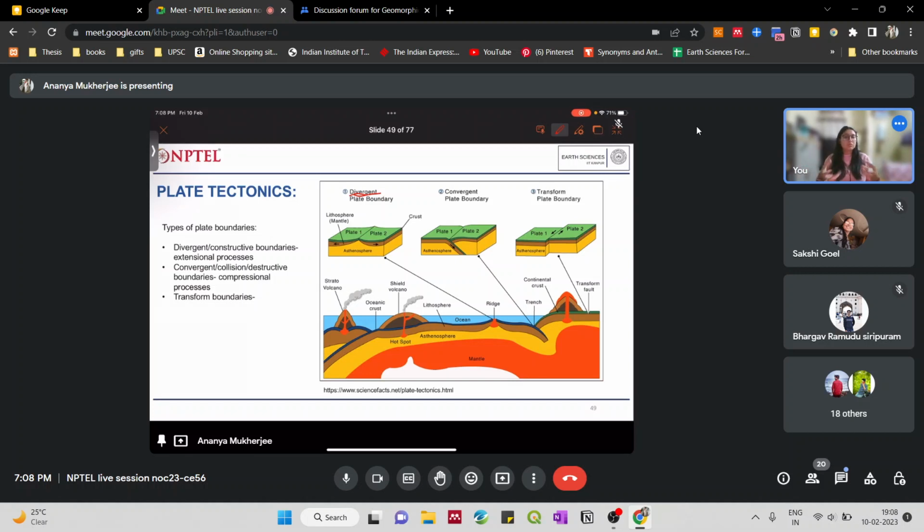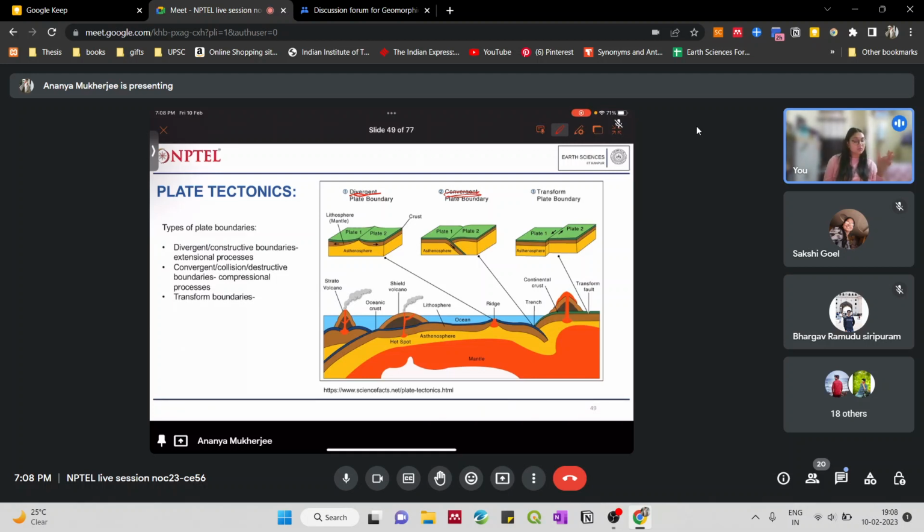So constructive. Then you have convergent. Convergent is also called a destructive plate boundary or collisional plate boundary. Why destructive? Because that is where lithospheric material is getting destroyed or dragged into the mantle. So that is where earth's crust is getting destroyed. That is a convergent plate boundary.